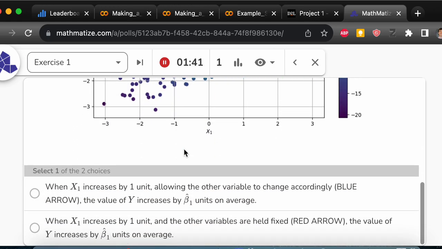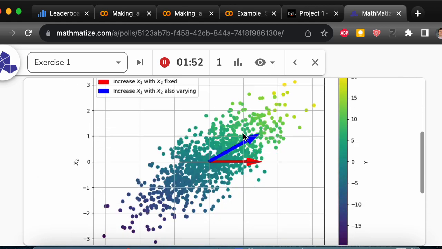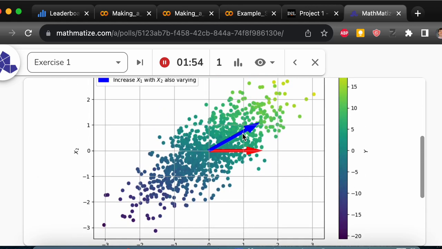That's option one. Option two, when x1 increases by 1 unit and the other variables are held fixed, that's the red arrow, then the value of y increases by beta 1 hat units on average. So we're increasing only x1. We leave x2 constant and we increase only x1. And beta 1 hat tells you how much y increases when you move from this point to that point. Those are the two options. You can either vote for the blue arrow or the red arrow. Any questions or comments about the question?